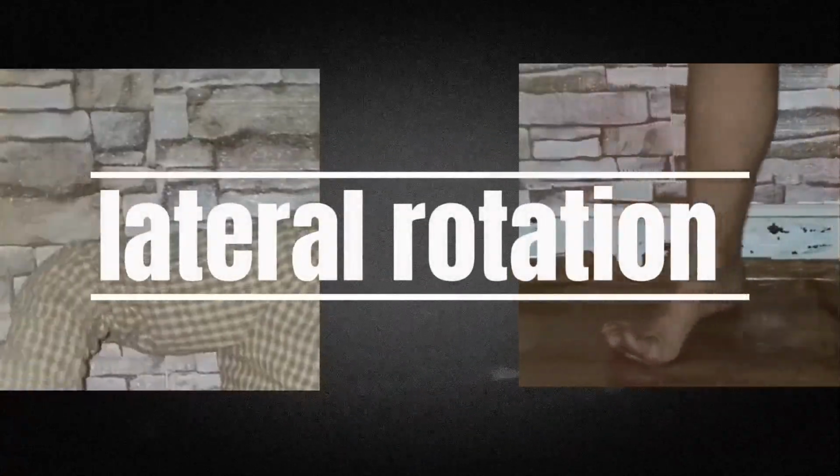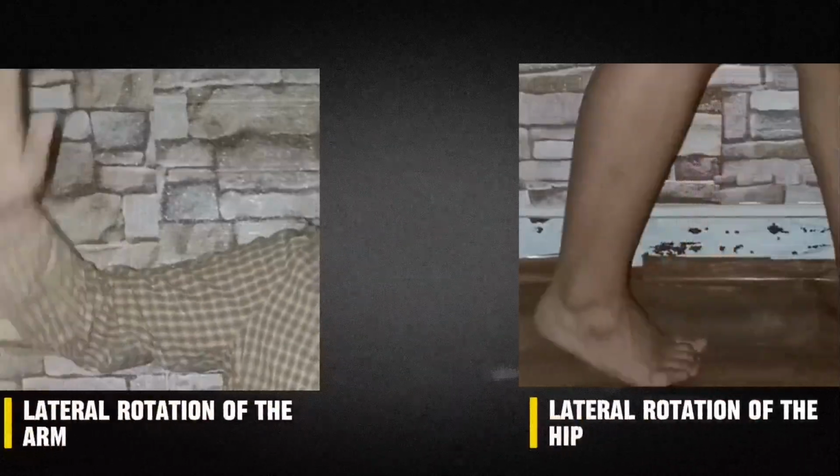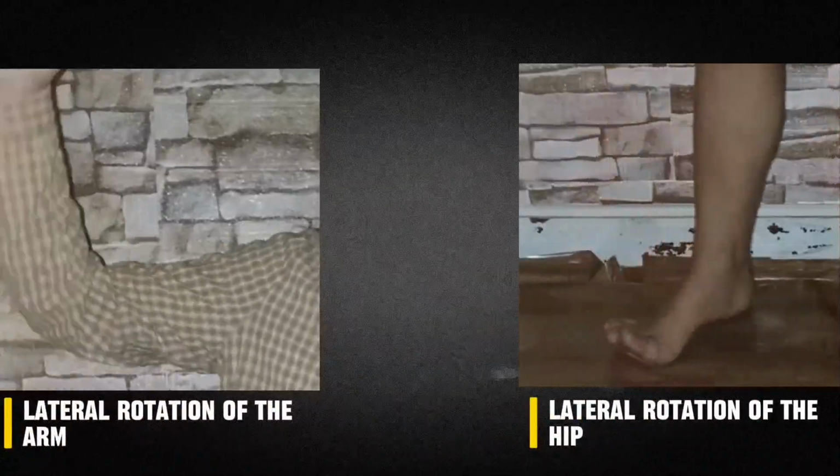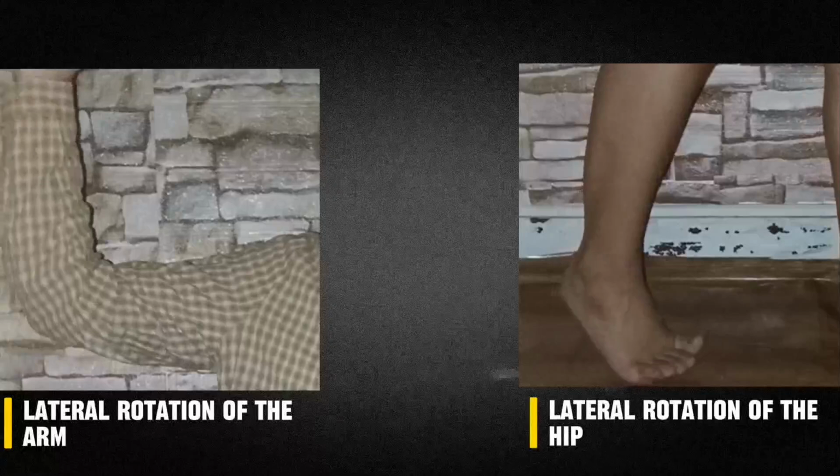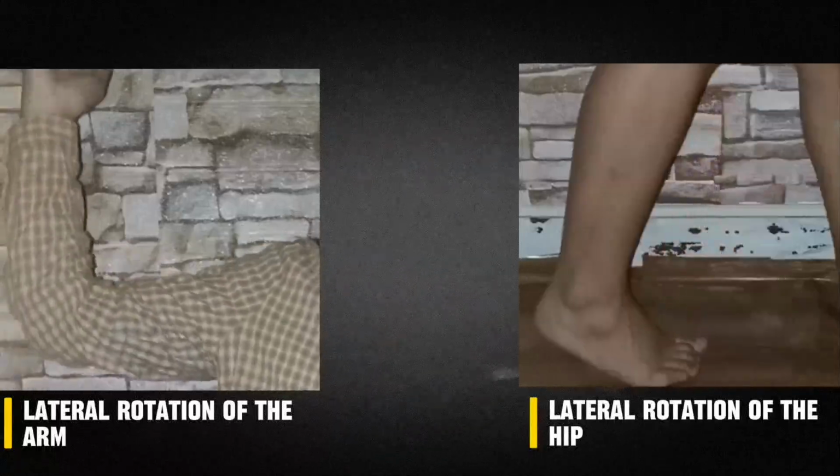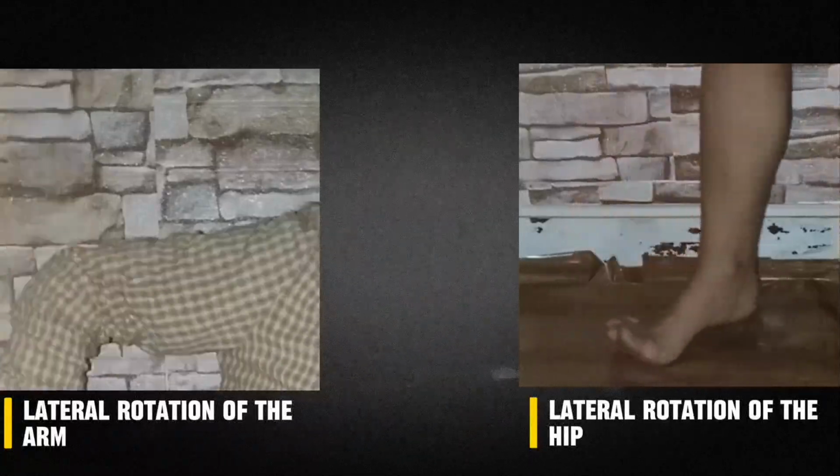Lateral rotation. Lateral rotation is the outward turning of a limb away from the body's midline. Examples include lateral rotation of the arm and lateral rotation of the hip.